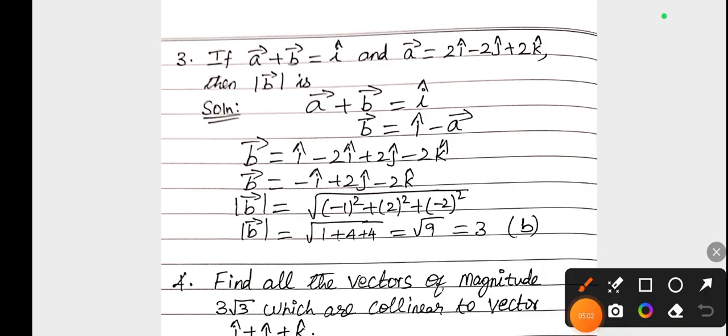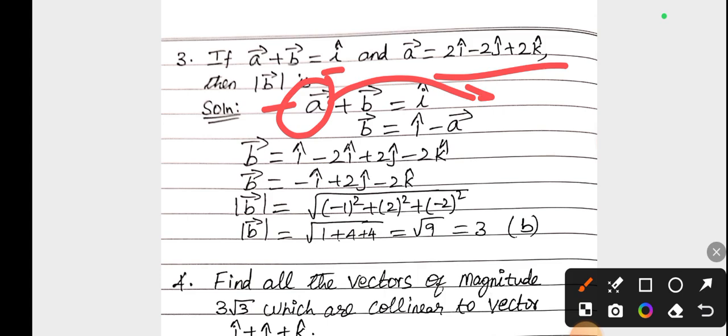Then A vector plus B vector is i cap. A vector is given, and they are asking for the magnitude of B vector. Our question is: A vector plus B vector equals i cap. Then how will I find B vector? Very simple, transposition. Plus A vector goes to the other side as minus A vector. So you have to subtract: i cap minus A vector. I cap we have written.